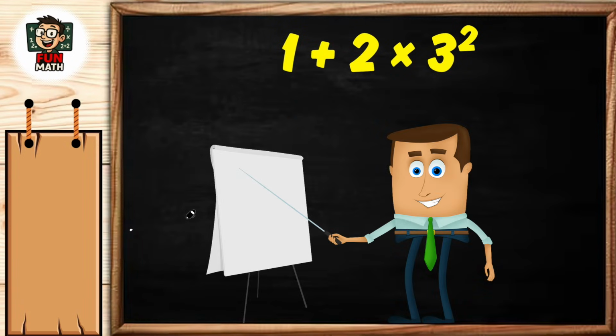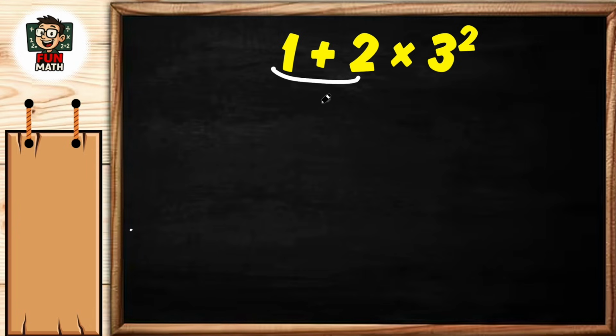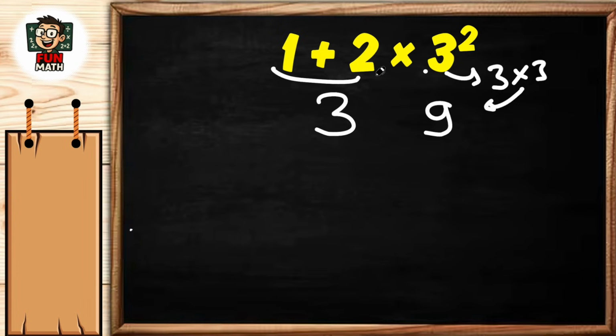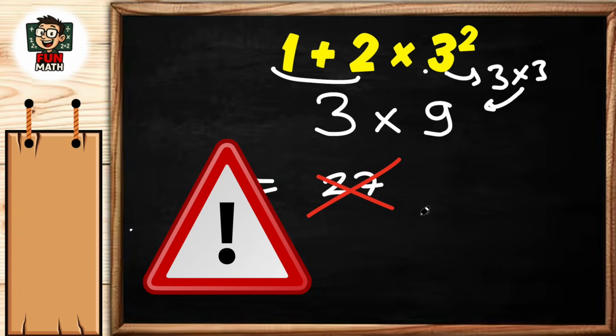Let's take a quick look at our question. 1 plus 2 equals 3. 3 to the power of 2 equals 3 times 3. 3 times 3 equals 9. Now multiply 3 times 9 equals 27. If you solve it this way, you made a mistake.